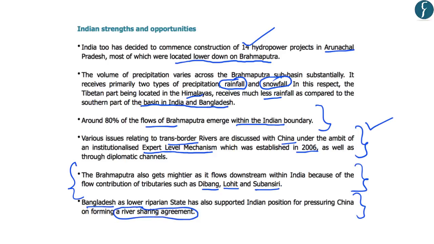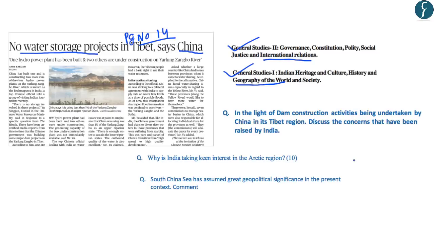So the need of the hour is that India should have a river sharing agreement with China, and this goal can be reached if India lobbies with other lower riparian states who are dependent on rivers which flow from China into their territory.